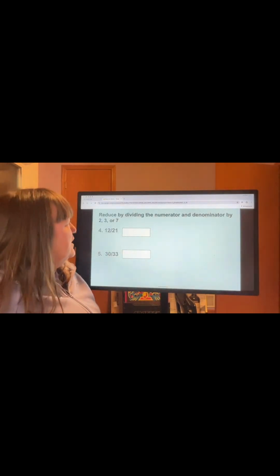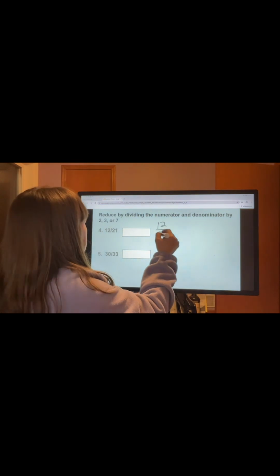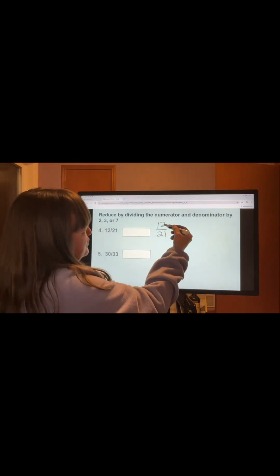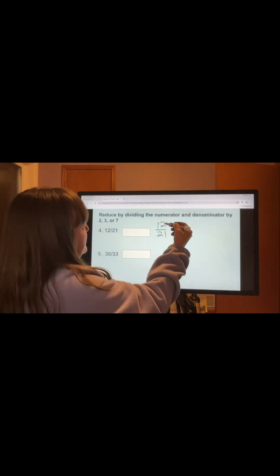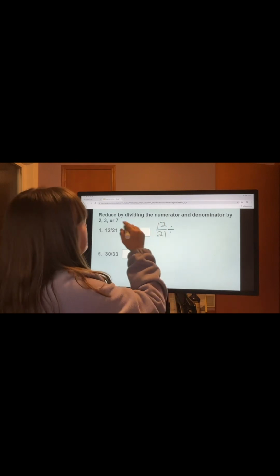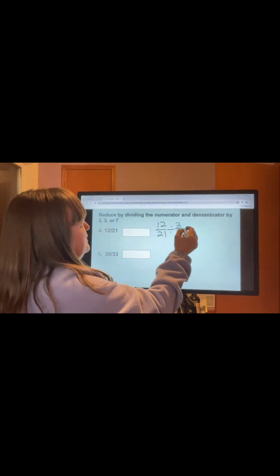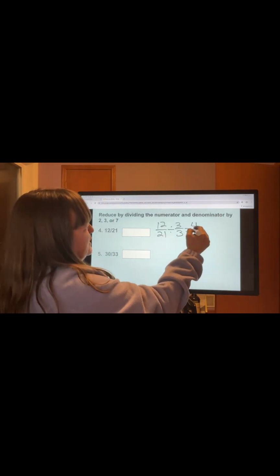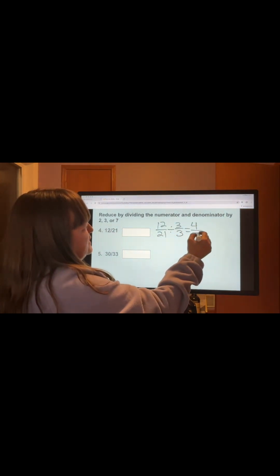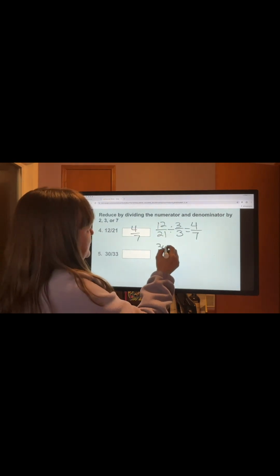Reduce the same by 2, 3, or 7. So you have 12 over 21. I know 2 goes into 12, but not 21. 3 goes into 12 and does go into 21. And 7 doesn't go into 12. So let's divide by 3. 3 goes into 12 4 times. 3 goes into 21 7 times. So 4 over 7.